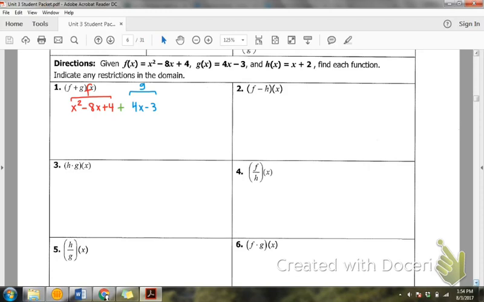And now all I'm doing is just combining like terms, right? So x squared stands alone. Negative 8x plus 4x is negative 4x. 4 minus 3, what did you say, Brooklyn? Plus 1. And then we have to put a label on the front. So my label on the front is going to say f plus g of x, because that's what they told me to do.